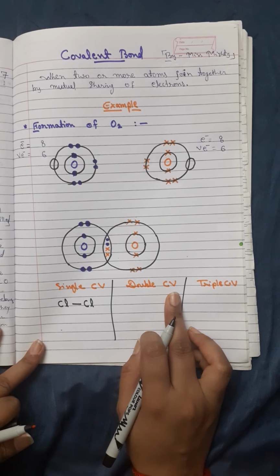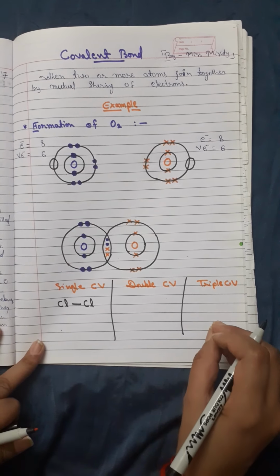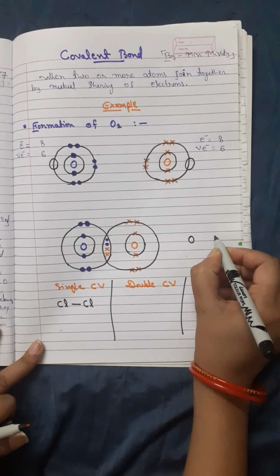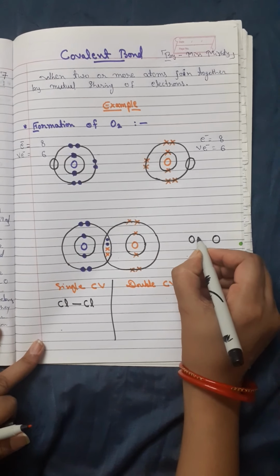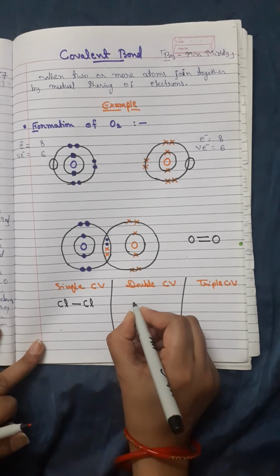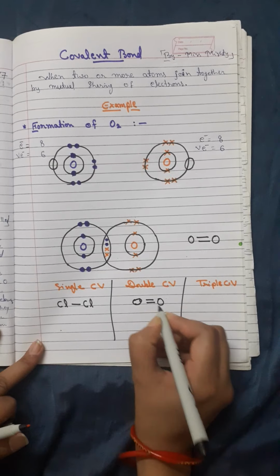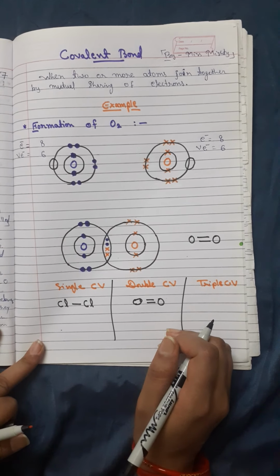In a double covalent bond, two pairs of electrons will be shared, such as in oxygen. As we can see, for this pair I'm using one line, and for this pair I'm using one line. So we can say that in oxygen gas there is a double covalent bond between the oxygen atoms.